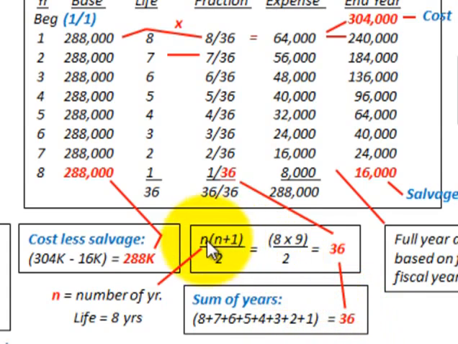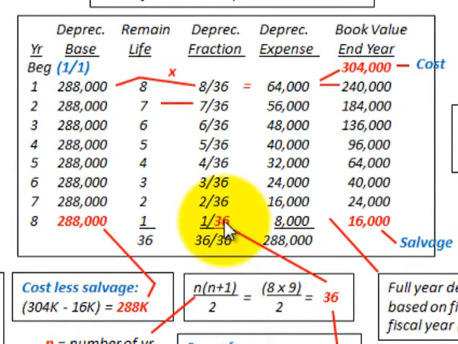Now we can calculate that more easily by using a simple equation, where n equals the number of years, in this case the life of the asset, which was 8 years. The equation is n times the quantity n plus 1, divided by 2. So n, the number of years, is 8, times n plus 1, which is 9. So we get a quantity, 8 times 9 is 72. Divide that by 2, and we come up with 36 years. So this is going to be the denominator in our depreciation fraction, 36.